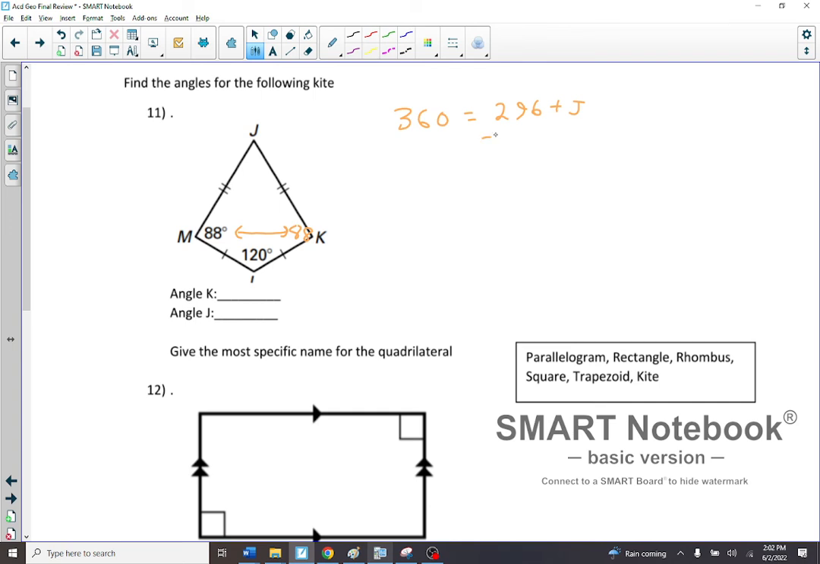So then I'm going to subtract 296 on both sides. So that's going to be 64 equals J. So 64 should be here.